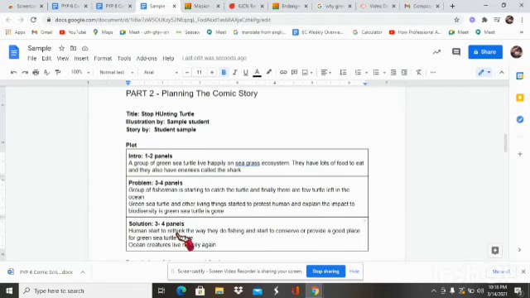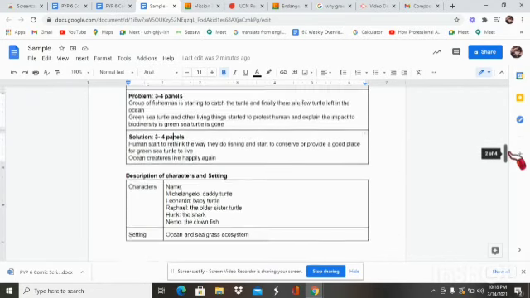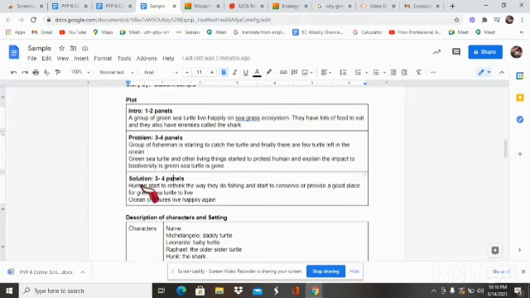Okay, and the solution is in three to four panels, so that's where you start to give ideas from the possible solutions that you have written here. Because the story is about the turtle being hunted, on the solution part, you can describe that the humans start to think how to do fishing properly and also how to conserve the turtle or provide a good place for green sea turtles to live. And at the end, you can explain that ocean creatures live happily again.